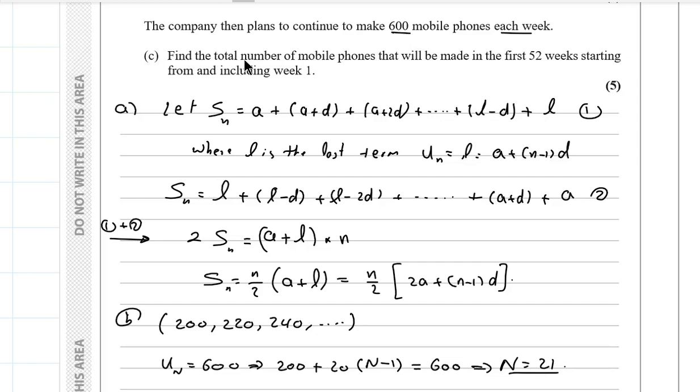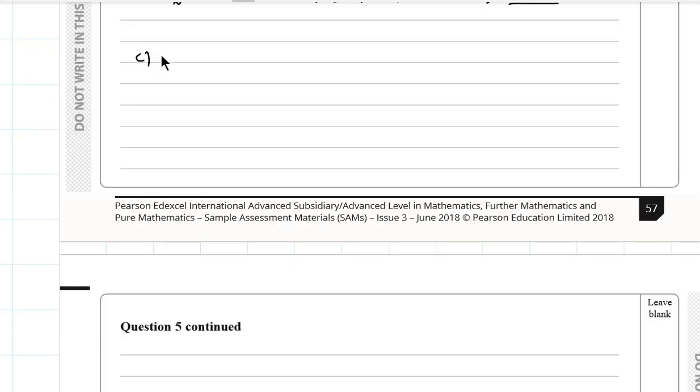Part C, find the total number of mobile phones that will be made in the first 52 weeks, starting from and including week 1. So it's very clear to divide these 52 weeks into two parts, from 1 to 21, which is the arithmetic sequence, and then from 22 to 52, which is the fixed part. So for part C, we can write S52 will be S21 plus, we have 52 minus 21 will be 31, right? We have 31 multiplied by 600 because this is the fixed part.